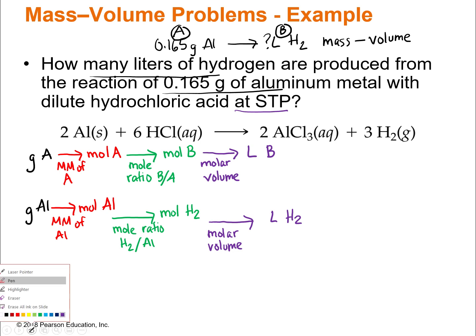Now let's write a couple more things out that we need. We need the molar mass of aluminum. If you have your periodic table, look it up. What's the molar mass? You were on it. It was like you were waiting for me to ask that question.